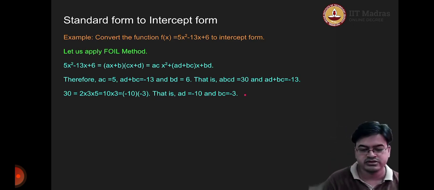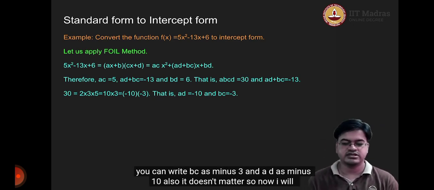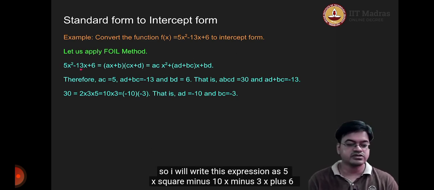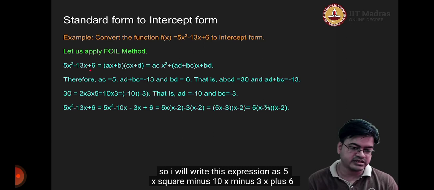So that means my ad is minus 10, bc is minus 3. It doesn't matter, you can switch also. You can write bc as minus 3 and ad as minus 10 also. So now I will substitute these values into this expression. Essentially, I will rewrite this expression as 5x square minus 10x minus 3x plus 6.